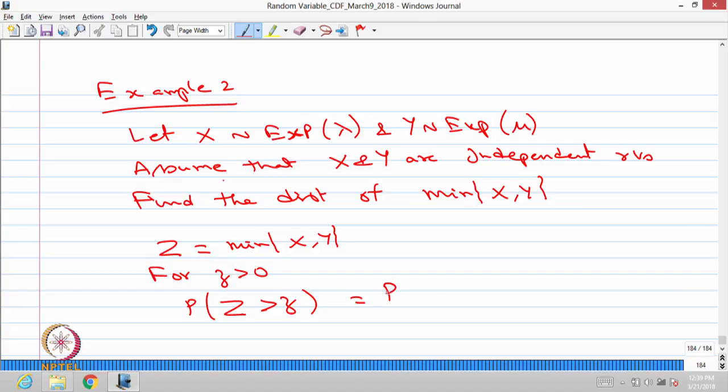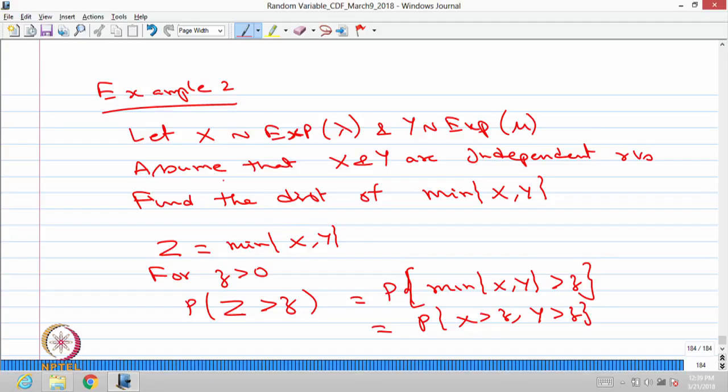That is the same as the probability that Z, which is the minimum of x comma y, is greater than small z. Since the minimum of x comma y is greater than z, each random variable is also going to be greater than z. So that is the same as the probability that x is greater than z as well as y is greater than z. If the minimum of x comma y is greater than z, that means both x and y are greater than z.